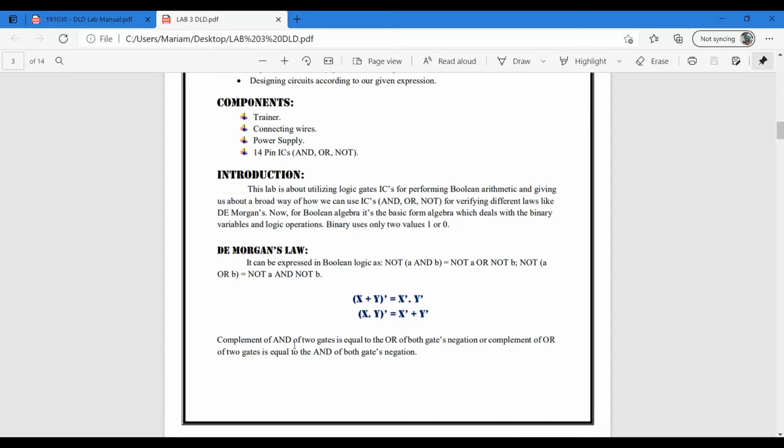So De Morgan's law actually contains two laws. First is (x plus y) whole complement is equal to x complement dot y complement. As we know, in the logic gates plus represents the OR gate and the dot here represents the AND gate. Similarly, the other function, that is, the AND gate whole complement, is equal to x complement plus y complement.